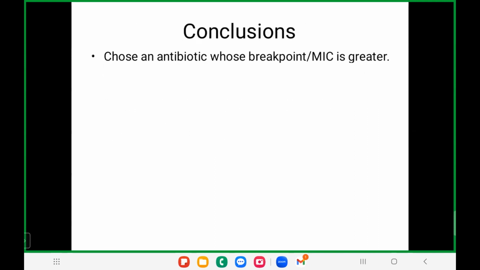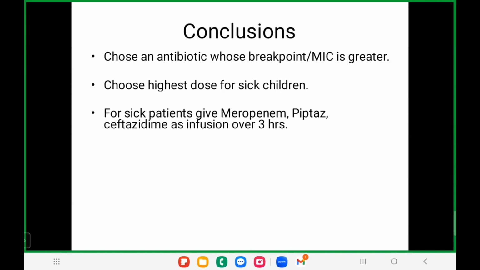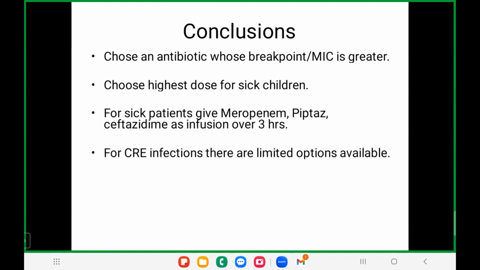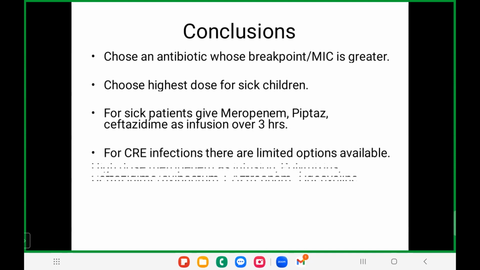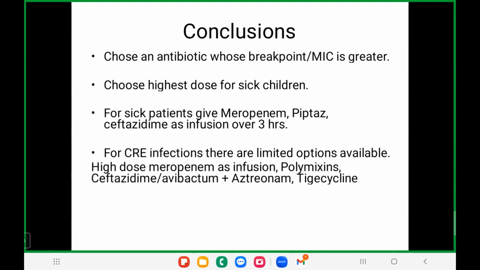So the last slide, coming to conclusions. Whenever you're choosing an antibiotic, select it based on the MIC breakpoint, as that is more efficacious. If you are dealing with the sickest children, you need to give the highest dose possible. And for sick patients, give meropenem, piptaz, and ceftazidime, which are beta-lactams, as an infusion, not as a bolus dose. You have to give it over 3 hours. For CRE infections, we have very limited options available, for example ceftazidime-avibactam. And if the MIC of meropenem is less than 8, you can try a high dose extended infusion.